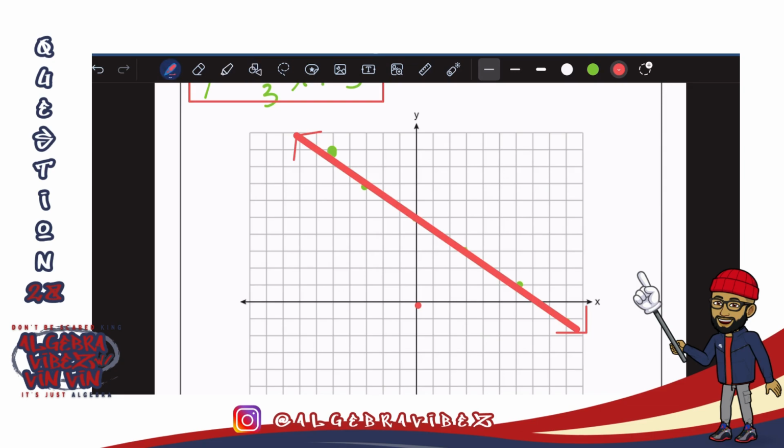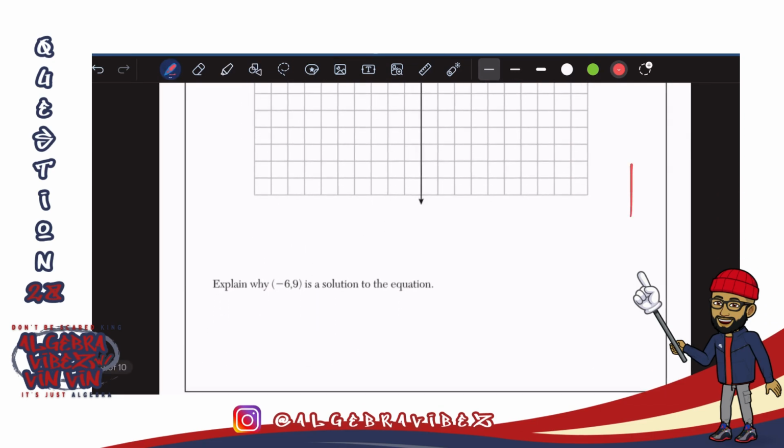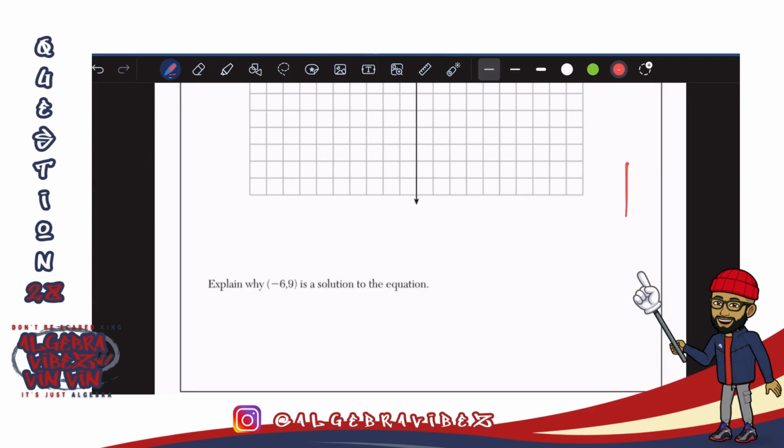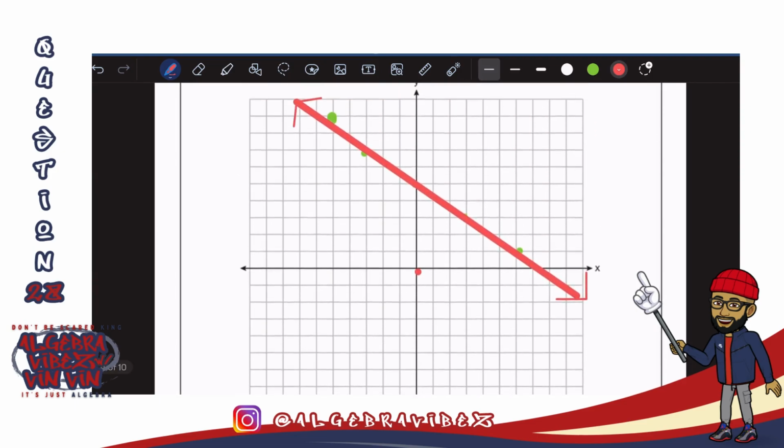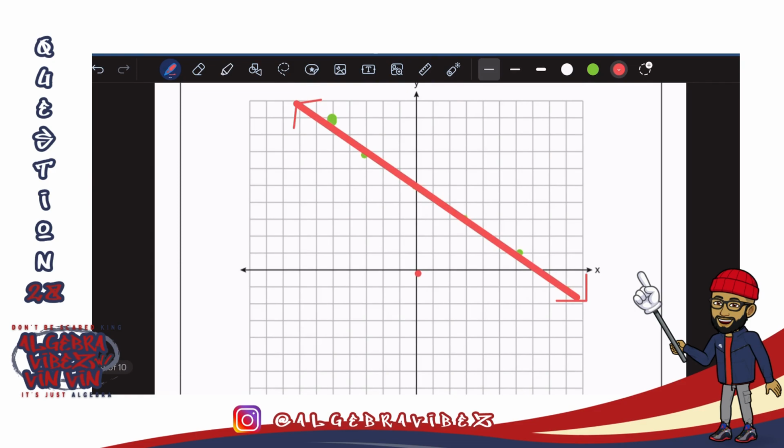So now we're going to continue. Down at the bottom, it says, explain why negative 6, 9 is a solution to the equation. So we're going to go back up. We're going to go over 1, 2, 3, 4, 5, and 6, and then go up 1, 2, 3, 4, 5, 6, 7, 8, and 9. And that's going to be this point right here.